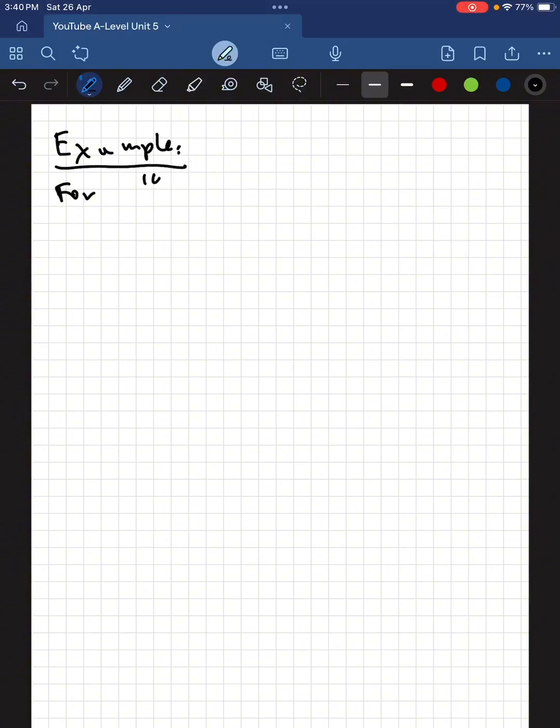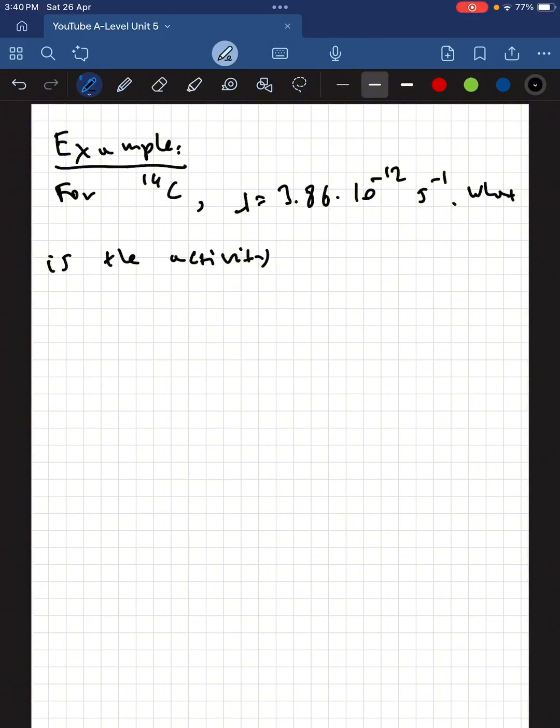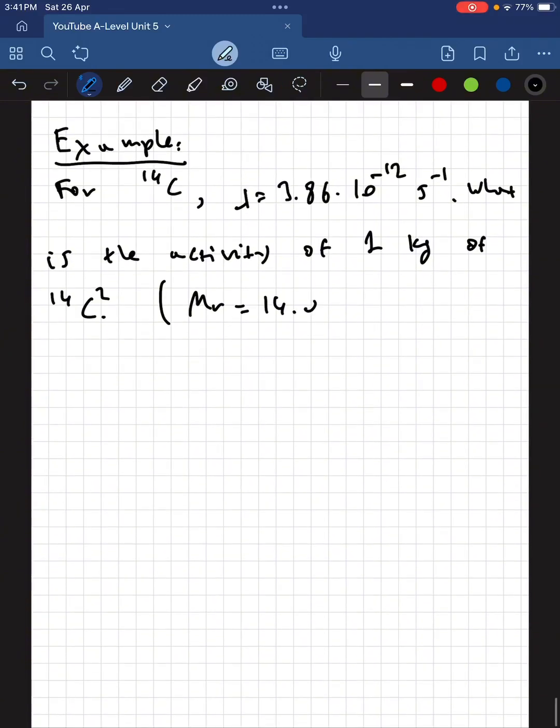So for carbon-14, lambda, the decay constant, is 3.86 times 10 to the negative 12 seconds to the minus 1. What is the activity of 1 kilogram of carbon-14? To solve this, you need the molar mass, which is equal to 14.0032 atomic mass units, which is equivalent to 14.0032 grams per mole.